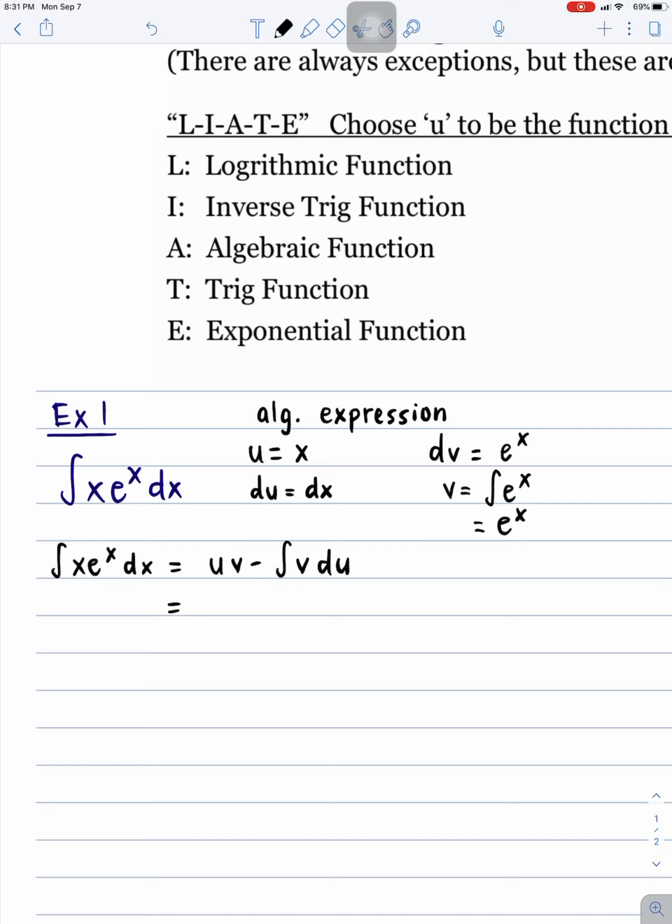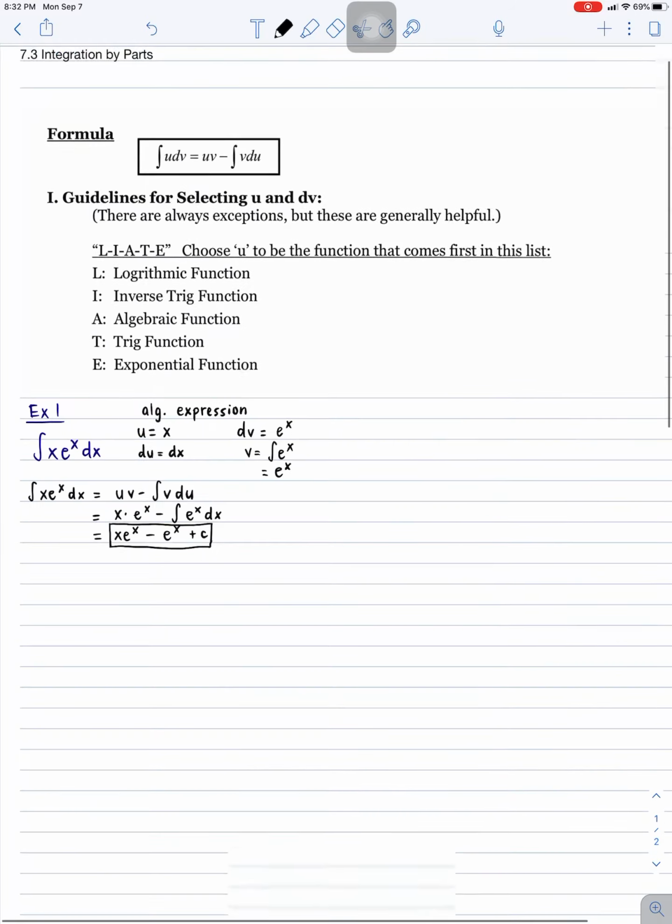So what does u equal? That equals x. What does v equal? That's e to the x. And then minus the integral of v, v again is e to the x, and then du would just be dx. So this part is done. x e to the x minus, what is the integral of e to the x? Well, it's e to the x again. And then you can go ahead and add plus C. So this is your final answer to integrating x times e to the x.